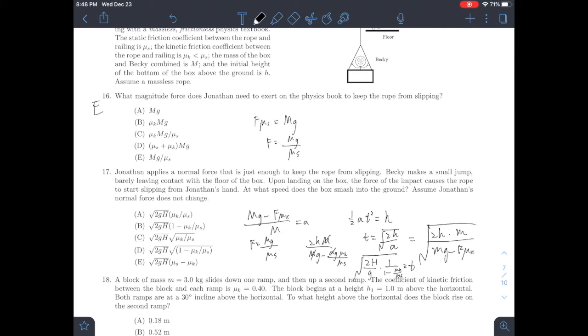Then let's calculate the speed. So we have t times a is equal to v, the final velocity. So let's plug them in, a and t. We have the square root of 2h divided by g times 1 over (1 minus mu k divided by mu s), times a, which is (mg minus F mu k) divided by m.